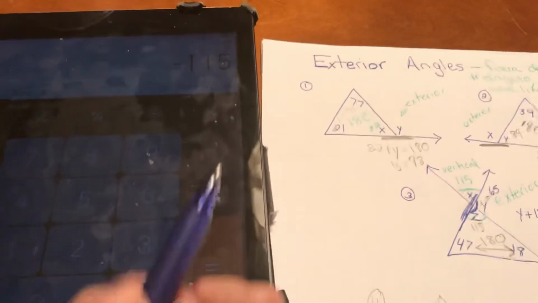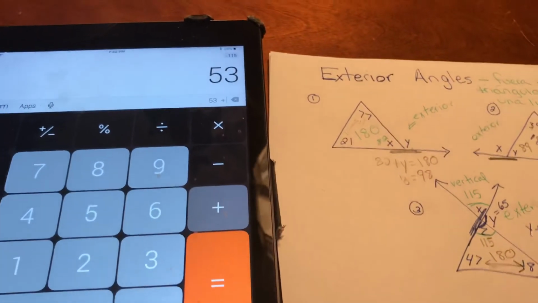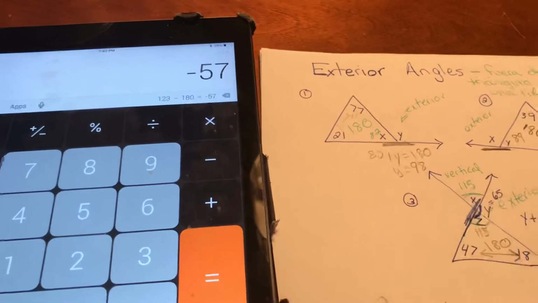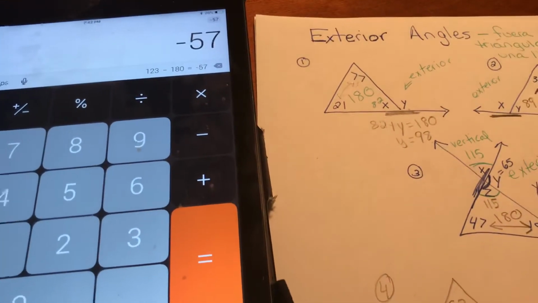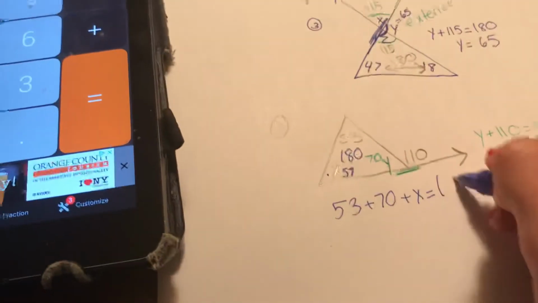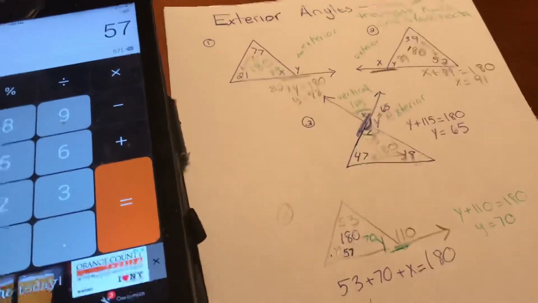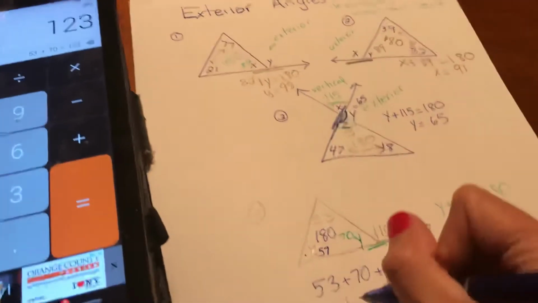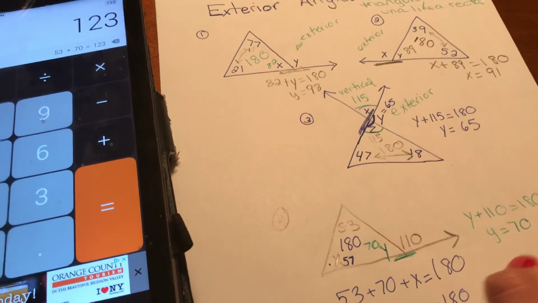So now we're going to have 53 plus 70. That gives me 123, minus 180, and that leaves you with 57 for this angle. So 53 plus the 70 we found plus x has to equal 180 because it's a triangle. So this was the 123, and then when we subtracted, that's where 57 came from.